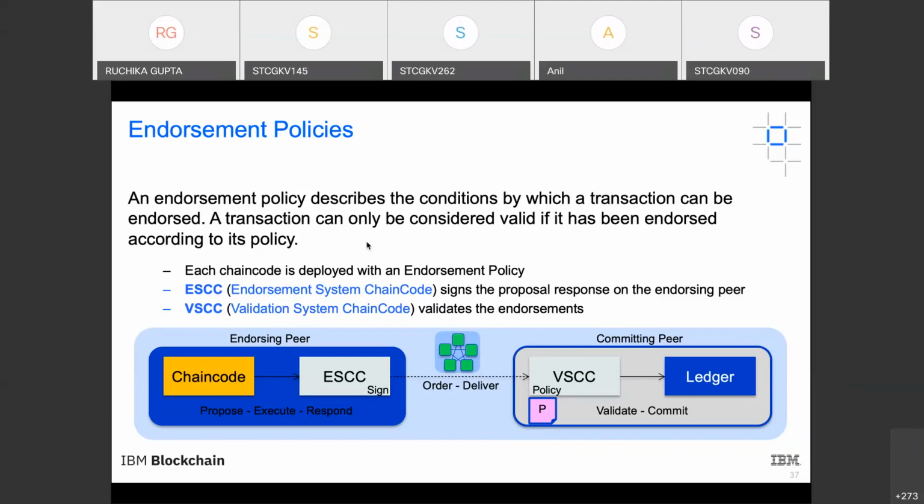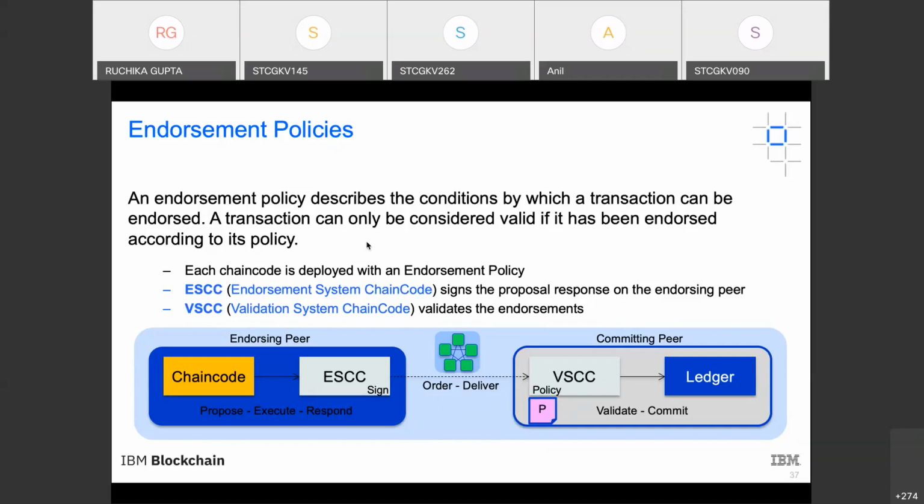Internally, the way it has been implemented is that there are two kinds of smart contracts. Any kind of execution that you want to do within the Hyperledger implementation, we call it system chain code. System chain code is something which the Hyperledger Fabric is going to do for its own requirements. And your smart contract is what you're going to do as part of your application code. So you have something called the endorsement system chain code.